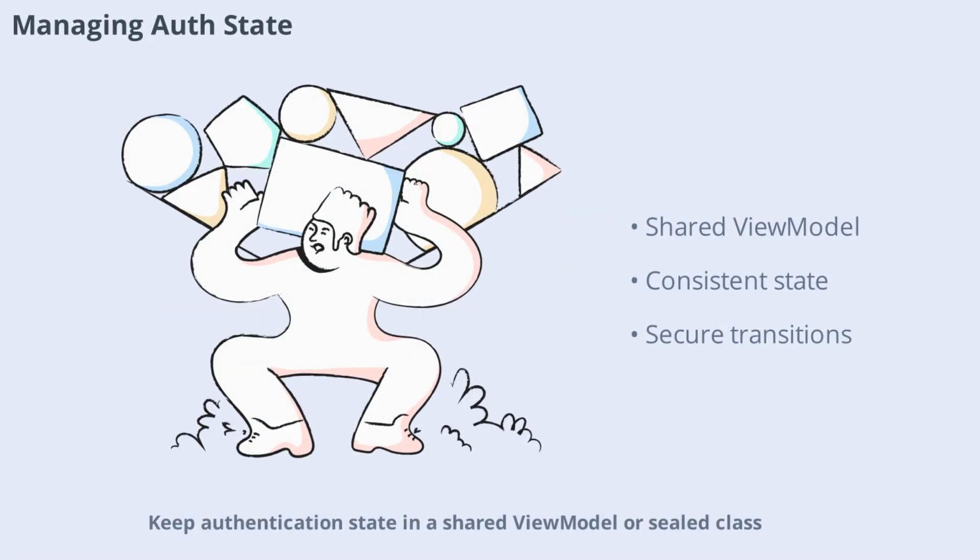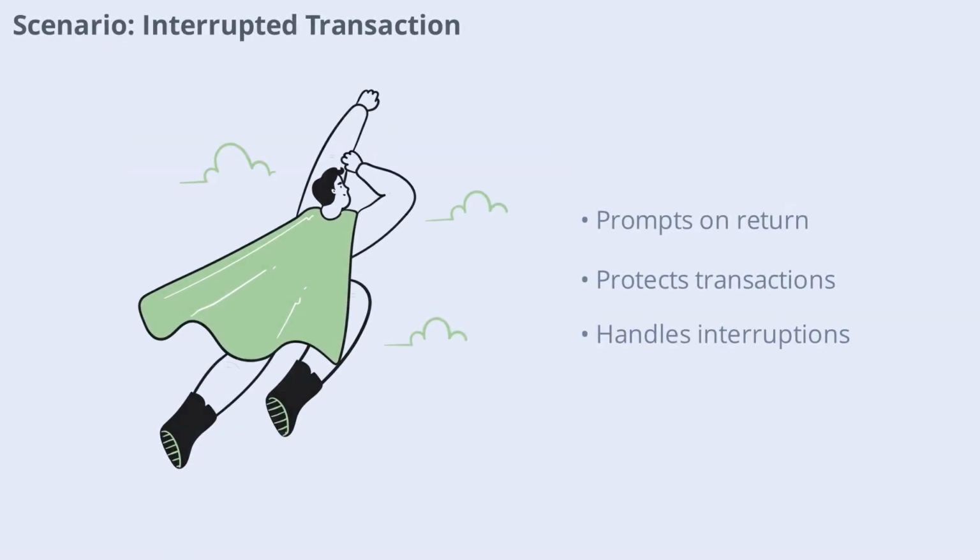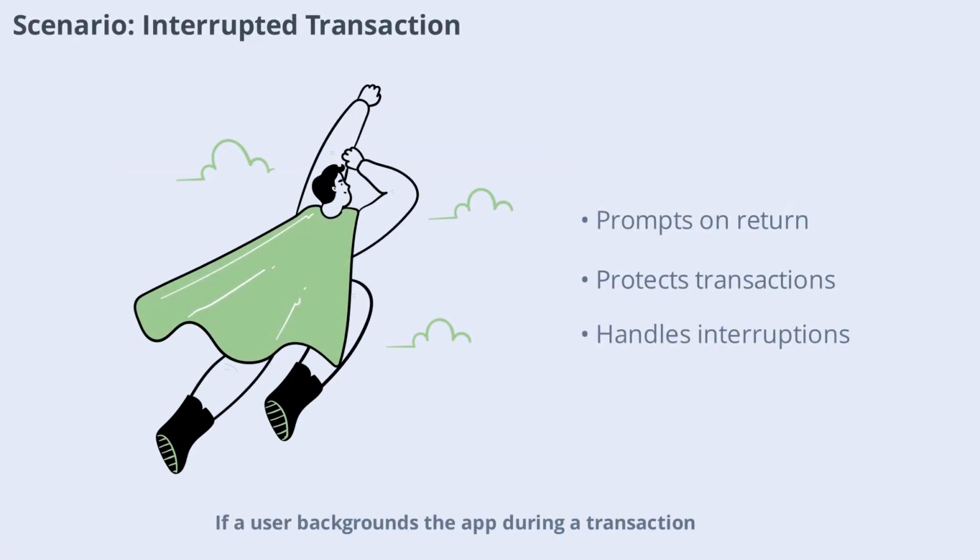Keep authentication state in a shared view model or sealed class, propagated via CompositionLocal or state hoisting. This ensures that the app lock state is consistent and accessible throughout your app, making it easier to manage secure flows and transitions. If a user backgrounds the app during a transaction, prompt app lock and step-up authentication upon return. This scenario ensures that sensitive actions are always protected, even if the user is temporarily distracted or interrupted.